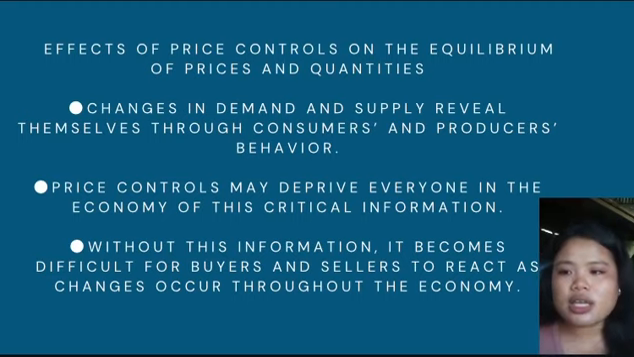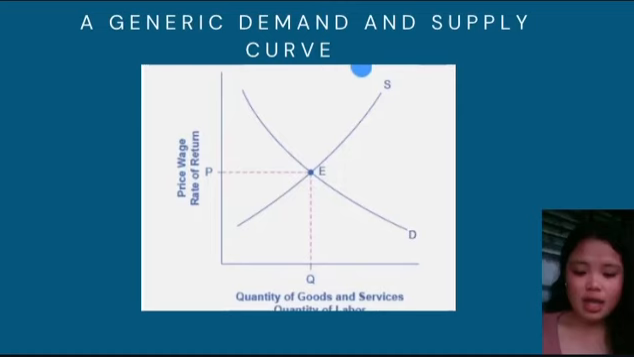And let's proceed to the generic demand and supply curve. The horizontal axis shows different measures of quantity. The vertical axis shows a measure of price. The demand and supply curve can be used to explain how economic events will cause change.